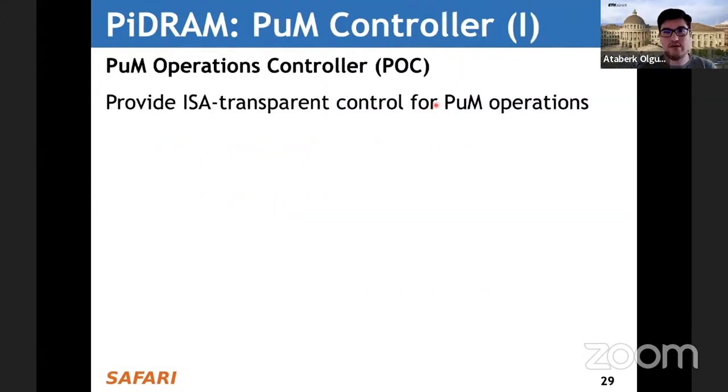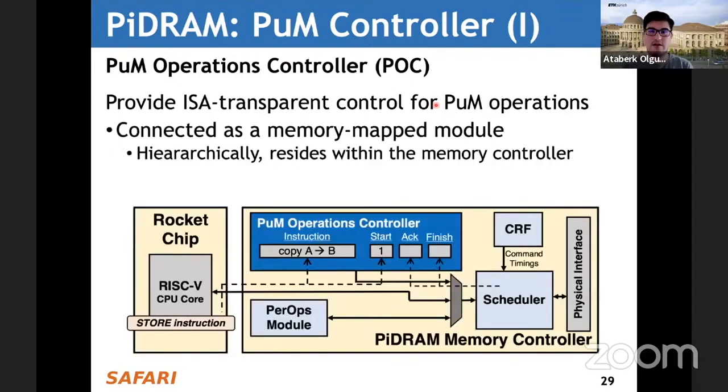The next component is the processing using memory controller, or PIM operations controller, and it provides ISA transparent control for PIM operations. Hierarchically, it is connected as a memory mapped module to the rest of the system, and it resides in the memory controller in our current version. And this diagram is depicting, in the blue rectangle, the PIM operations controller module.